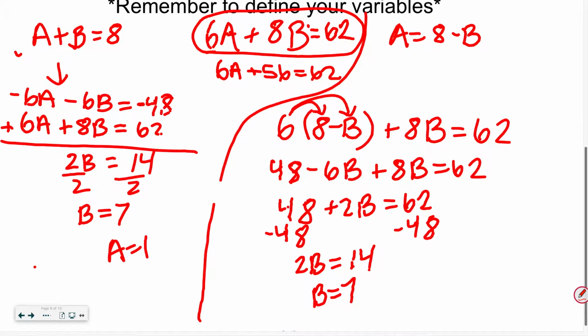And then we write down that A is 1, we did it before. But if we didn't know, what would we have done at that point? We would have plugged in 7 for anywhere you see a B to find A, or whatever you label it. Okay, good. Does anyone have any questions on this right now?